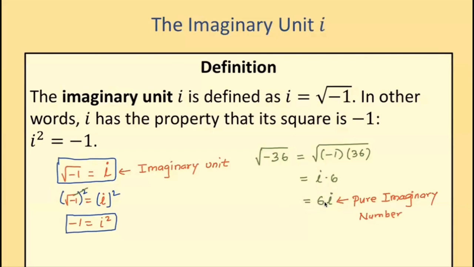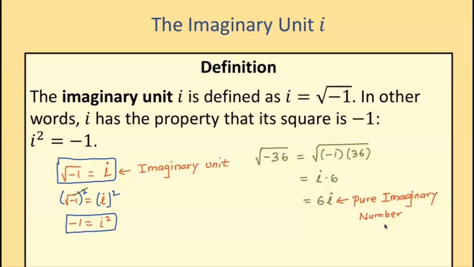So this is a pure imaginary number. It's not yet a complex number. Maybe it's a part of a complex number. That's true, but it's not a complete complex number. It has only the imaginary part. So we call it a pure imaginary number. Okay, let's look at a few more examples.